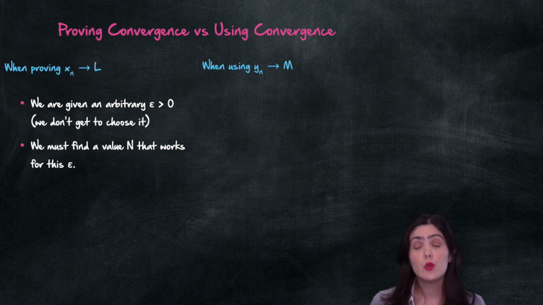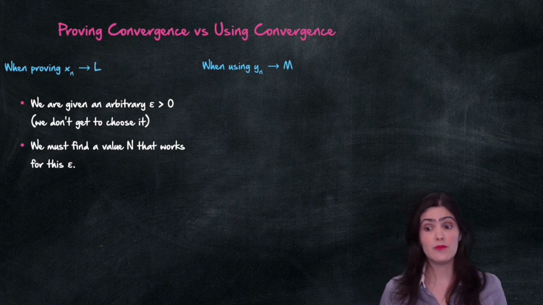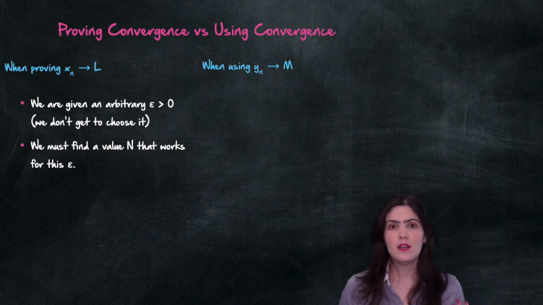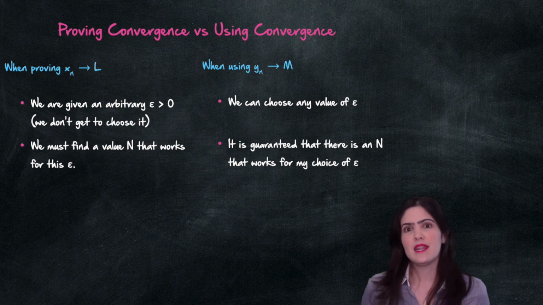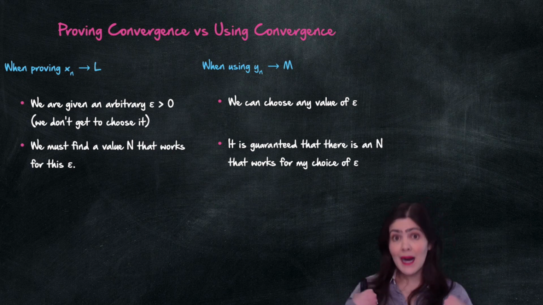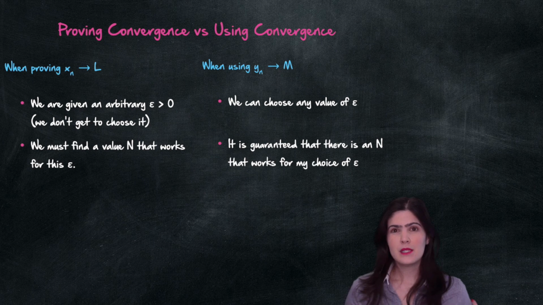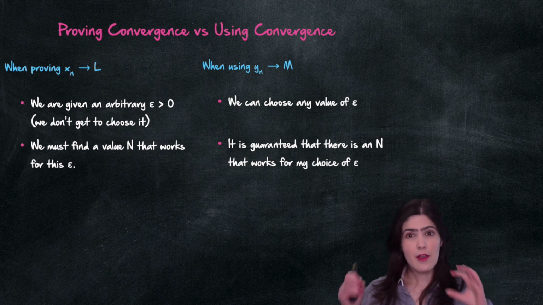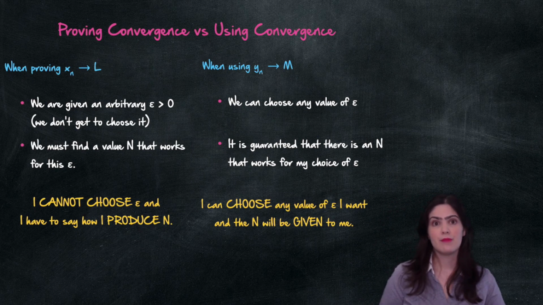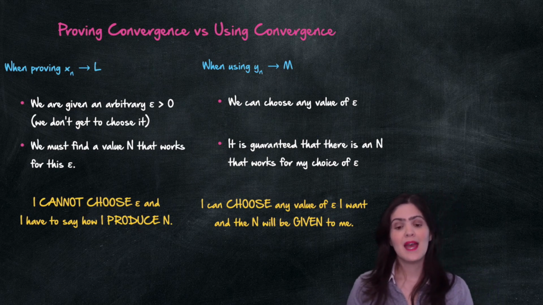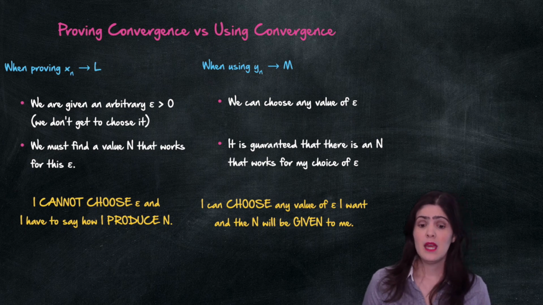Now, when I want to use the fact that y_n converges to M, let's say, first of all, I can choose any epsilon I want. I get to pick it. And I know that it's guaranteed that there is an N that works for my choice of epsilon. So, to summarize, these 2 things are very, very different. When I want to prove that a sequence x_n converges to L, I cannot choose epsilon, and I have to show how I produce the N.